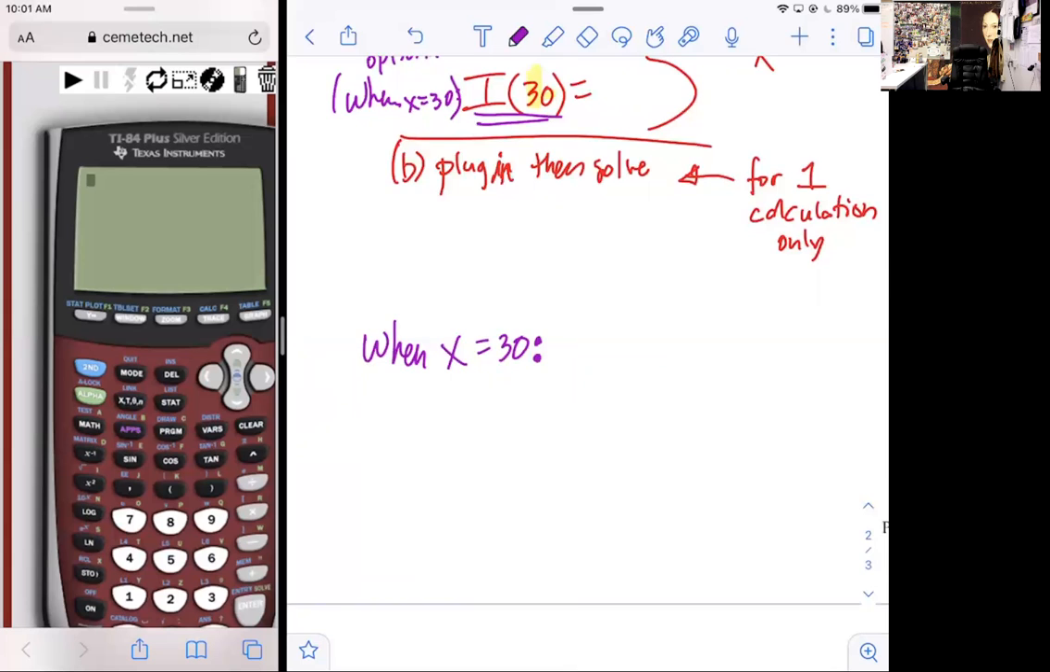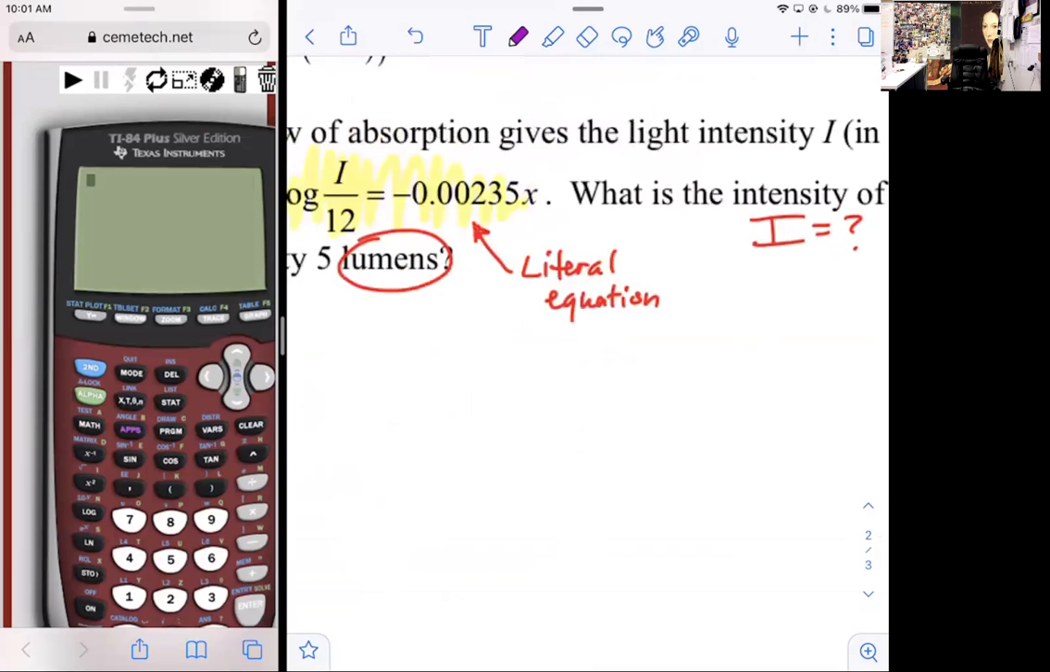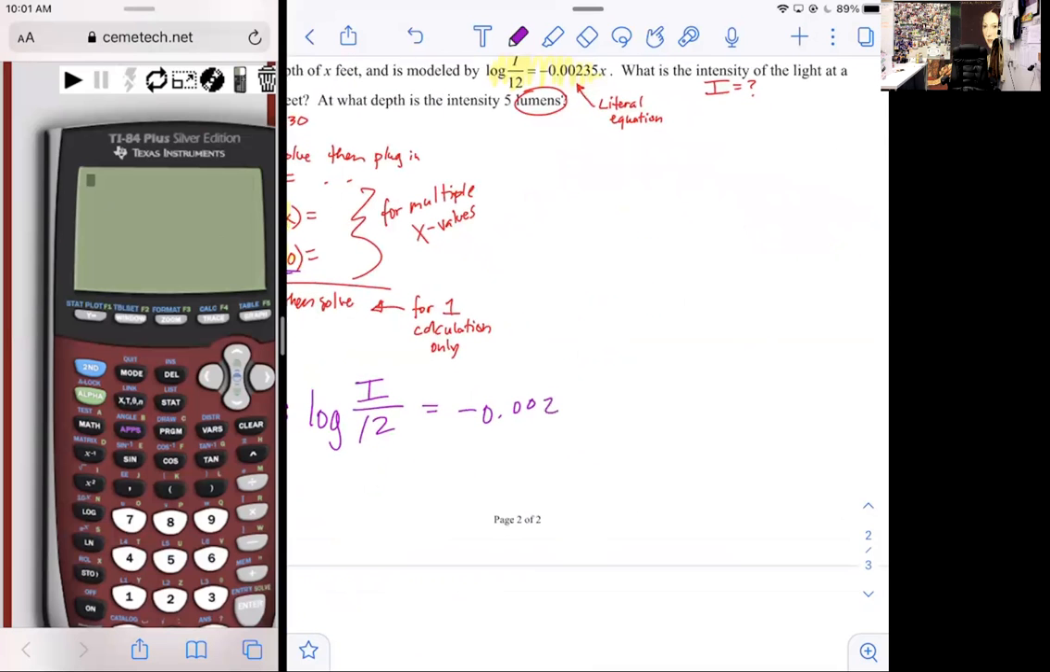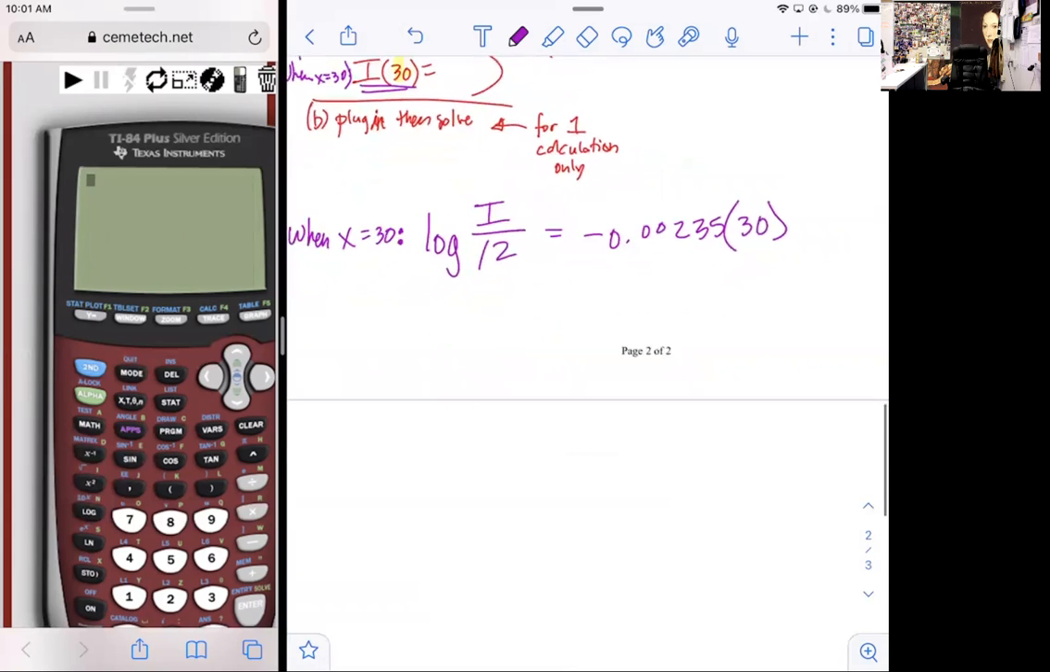All right, so let's practice that. When x equals 30, now we plug it in. We're going to get log of I over 12 equals negative 0.00235, and then parentheses 30. When you're plugging in a number, especially if one of them's negative, try to use parentheses, because you should never put dot negative. If you put dot negative, that's times the negative number, I'm going to growl like Papa Bear did when he found Goldilocks sleeping in their bed. Grrr. Don't do it.